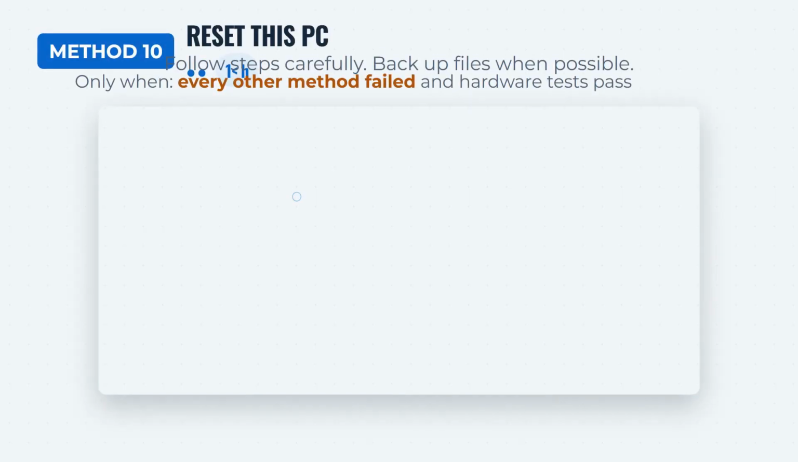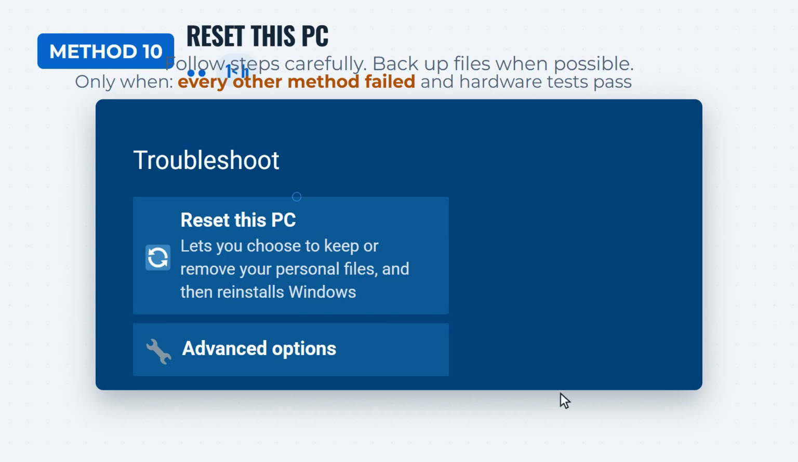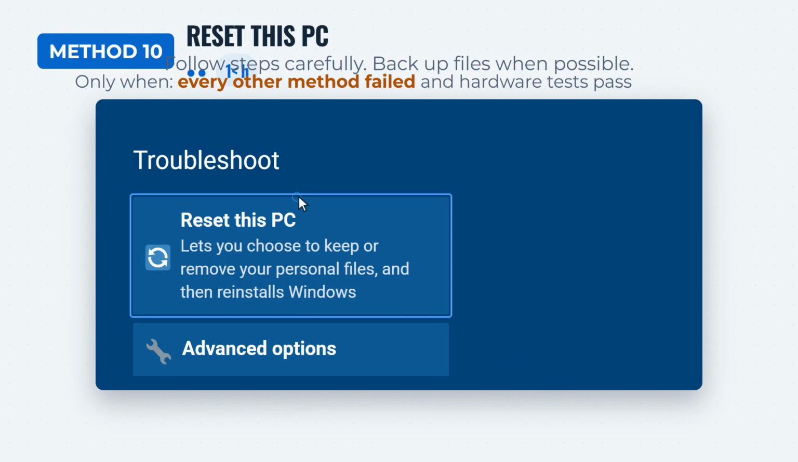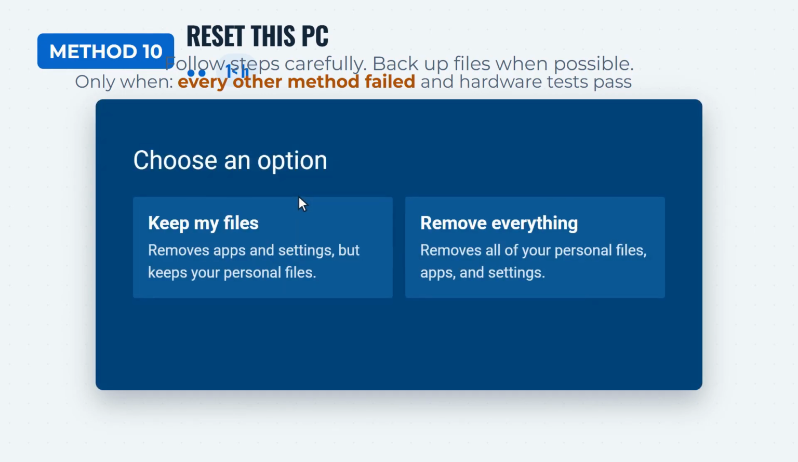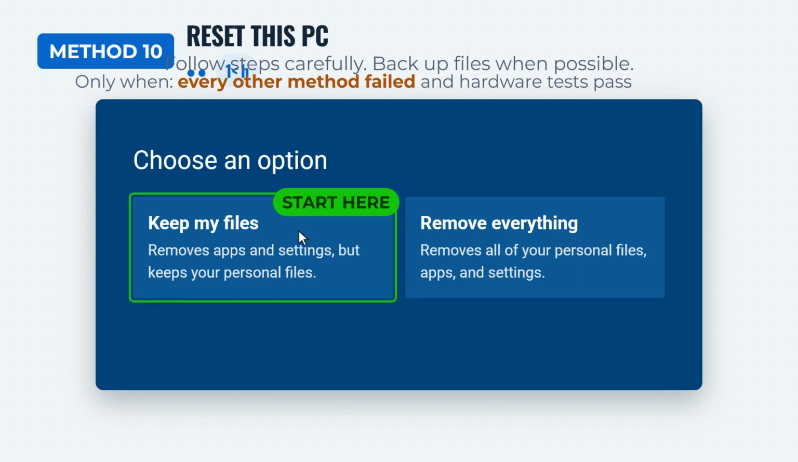Method 10. The last resort. Reset this PC. Use it only when everything else failed and your hardware tests pass. In the recovery environment, click Troubleshoot, then Reset this PC. Choose Keep My Files. It removes apps and settings, but keeps your personal files.